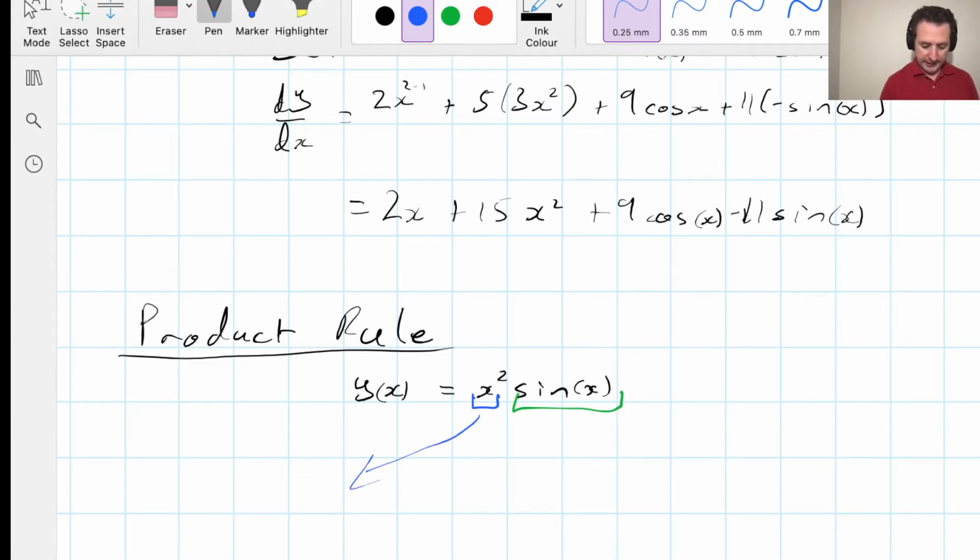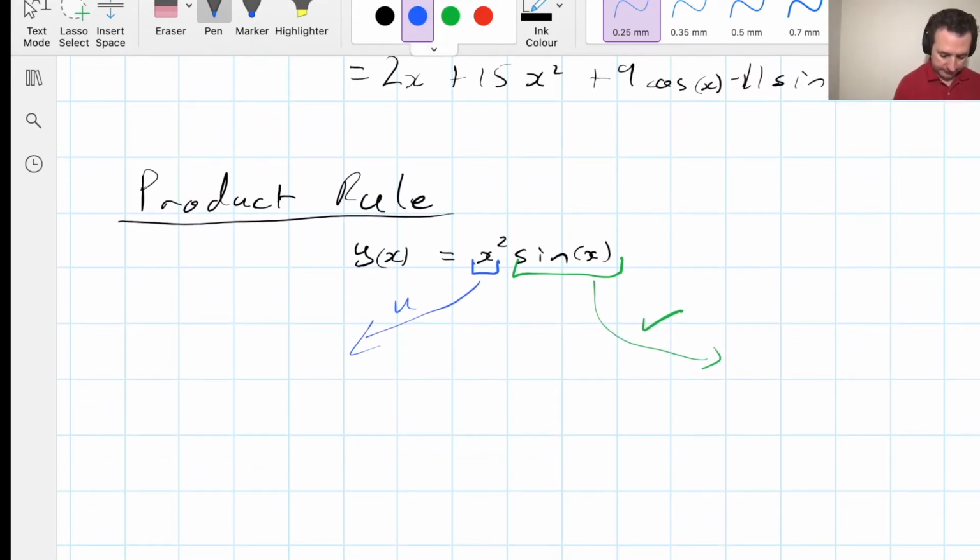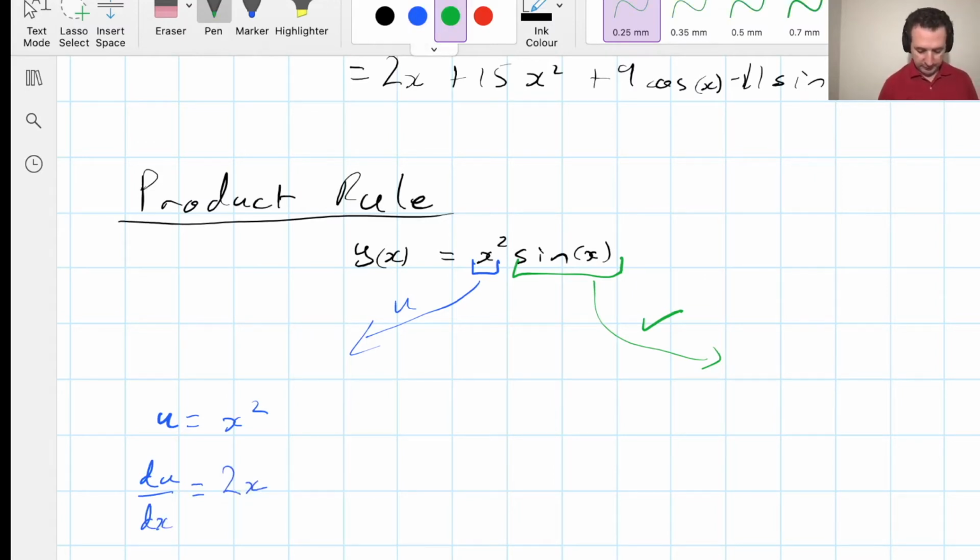You deal with the x squared, and then you deal with the sine x. So we call it u, and we call it v. So let's do the first one. u is equal to x squared. That's easily differentiated to give me du/dx is equal to 2x. Straightforward enough. And now v is equal to sine x. So dv/dx is just equal to cos x.